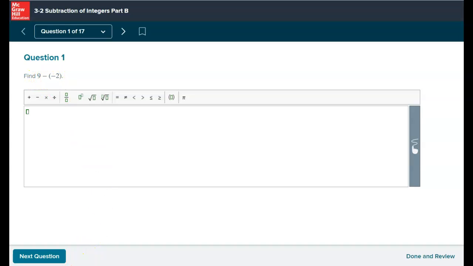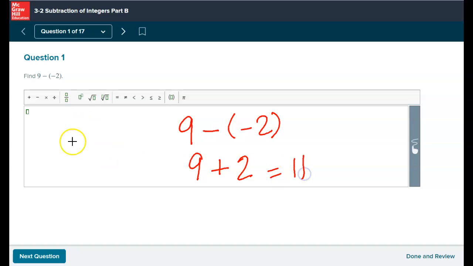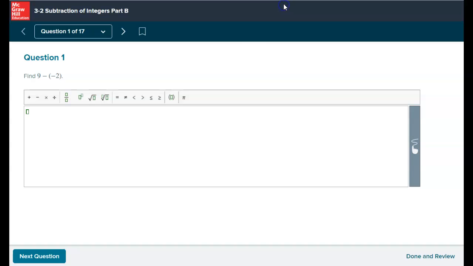Now, let's see if this drawing thing works here. See if I can get it to work. So if you had the problem 9 minus negative 2, you would keep, change, switch, and then here in the box you just type the number 11. Okay. Let's see, erase. Does that make it go away? Yep, made it go away. It worked. Next question. Okay, now we need to get off of draw.